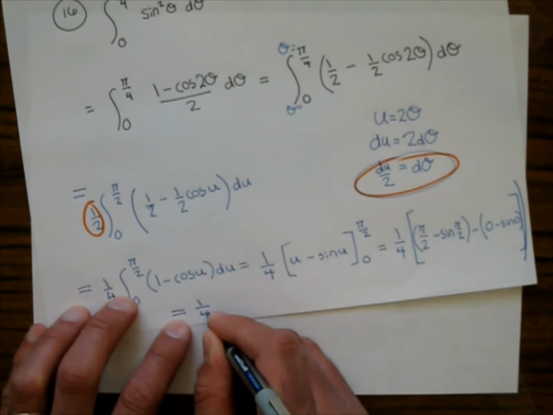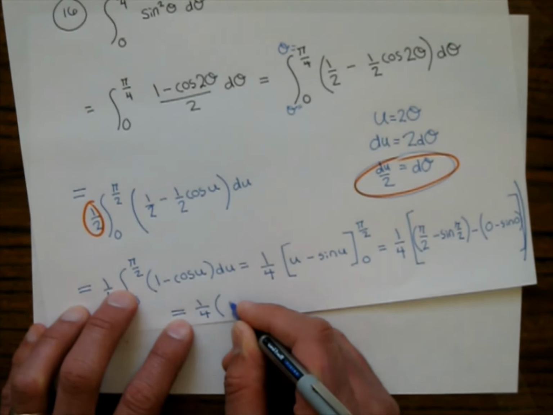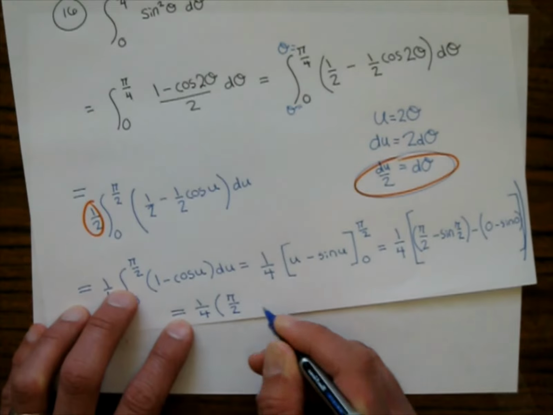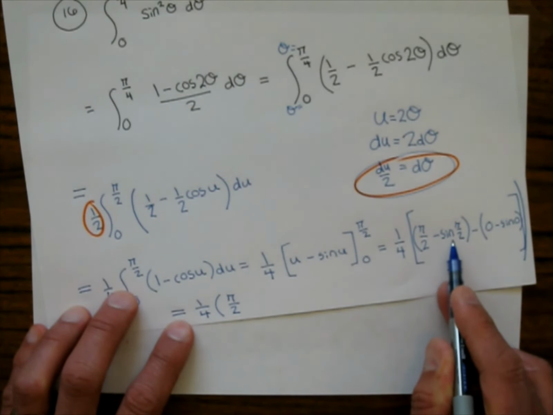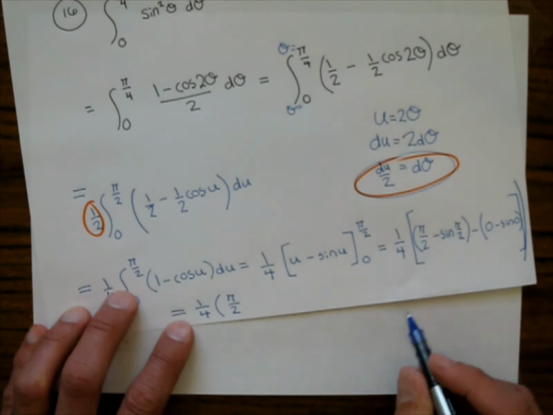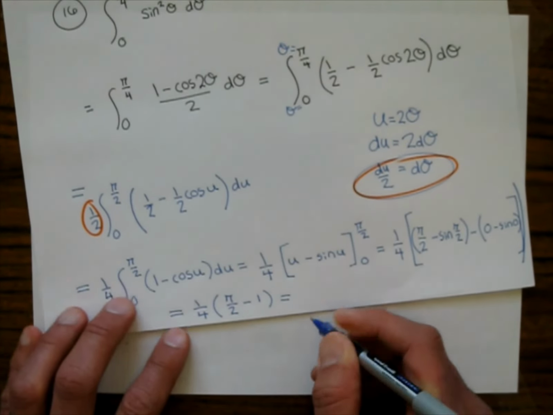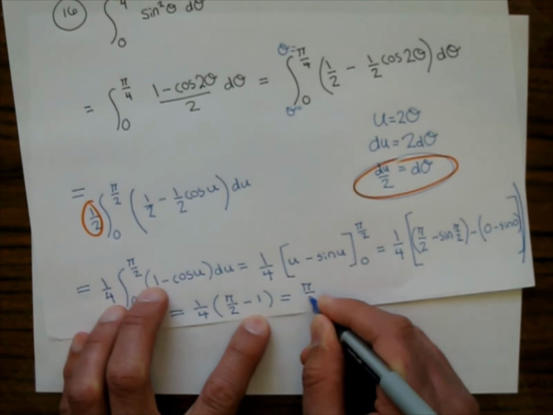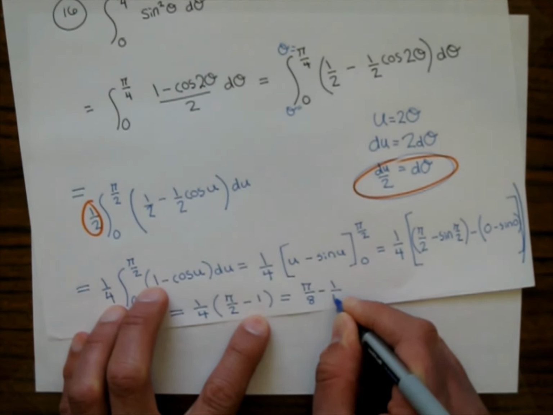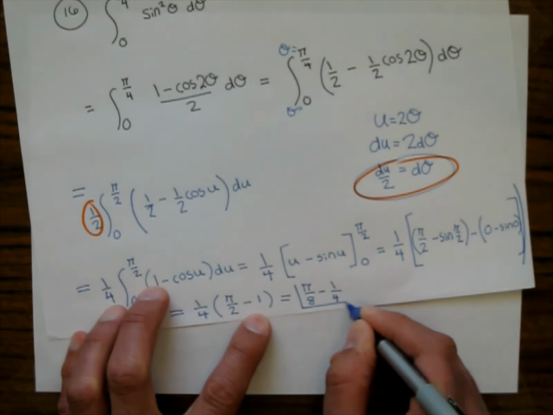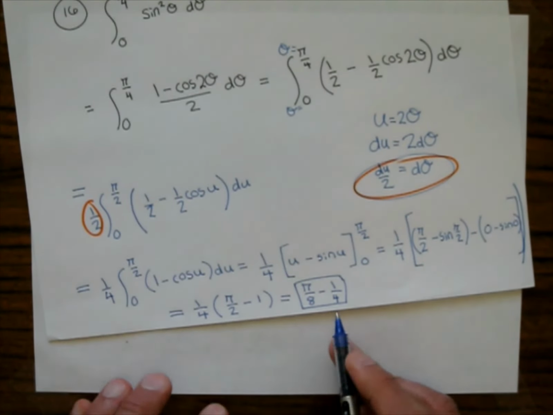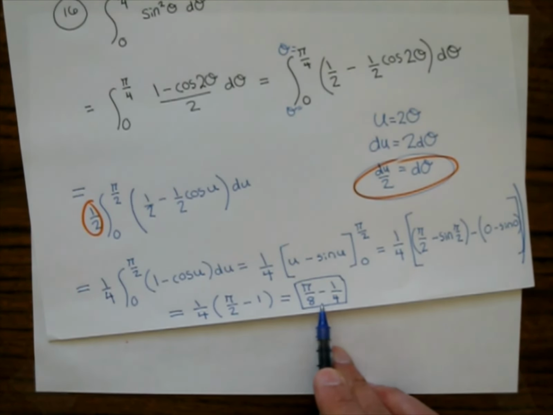So we have 1/4, and then in here we have pi halves minus sine of pi halves. Sine of pi halves is 1, so this is going to be minus 1. And so this gives me pi over 8 minus 1/4, which is good enough for the answer. There's the exact answer. You don't want to plug this into your calculator unless they tell you to round to something on a test. Some books might say this is pi minus 2 over 8 because they got a common denominator.